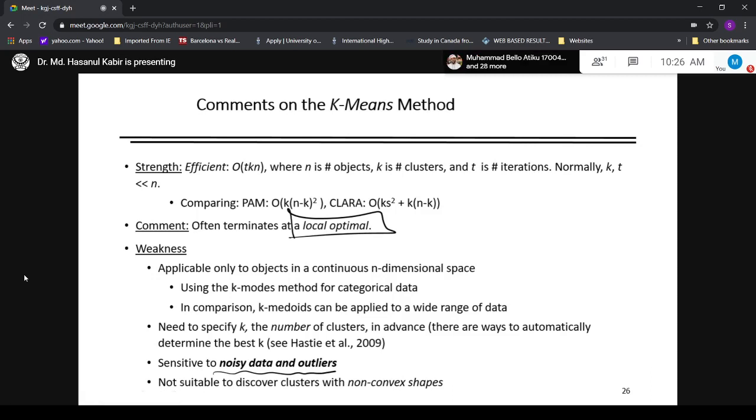And also, as I've said, K-means clustering gives you convex shape clusters. Okay, so basically this K-means algorithm is also not suitable for non-convex shape clusters. Okay, what does this mean?